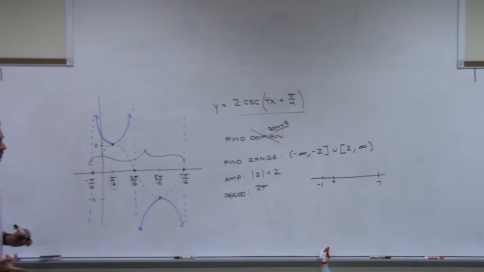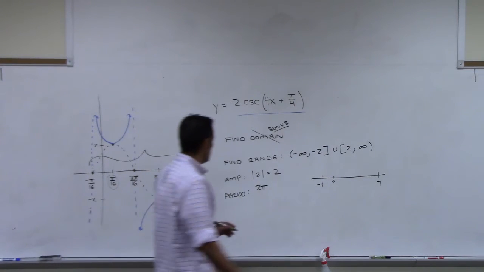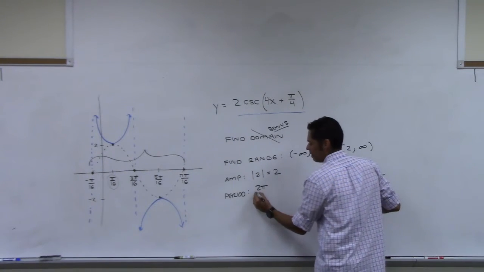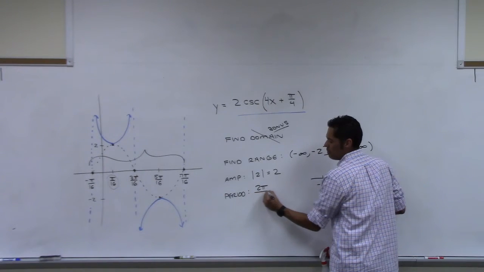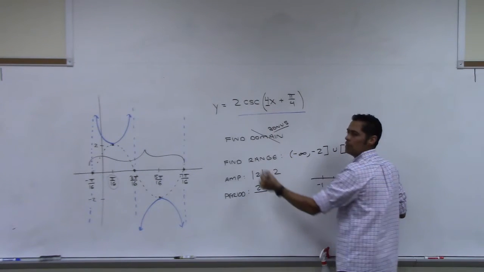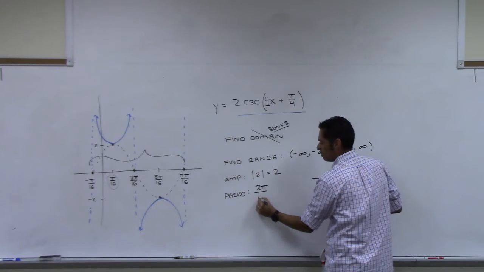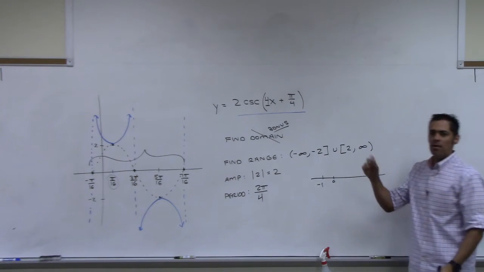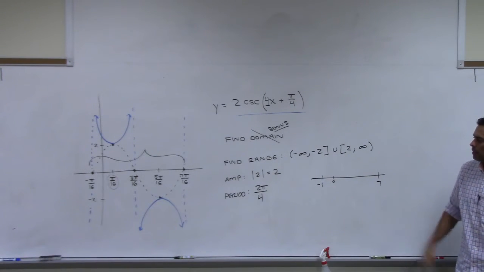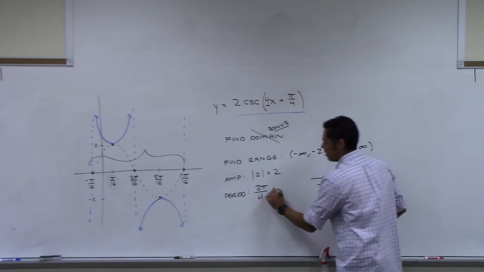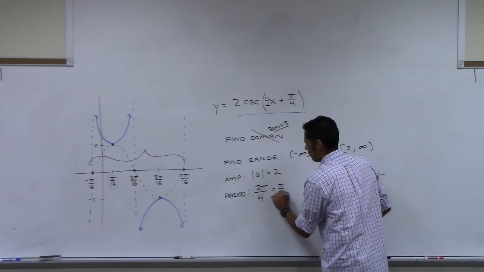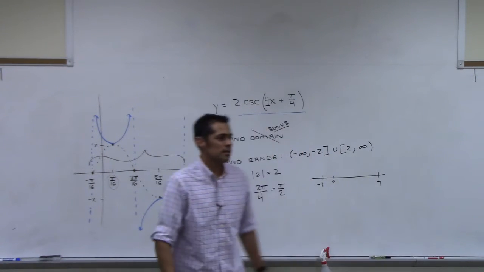Yes? Okay, what I was getting at with the formula is that it's 2 pi over this number, 4. So if there's no number there, it's 1, that would be 2 pi. The answer is pi over 2. All right, I was so confused.